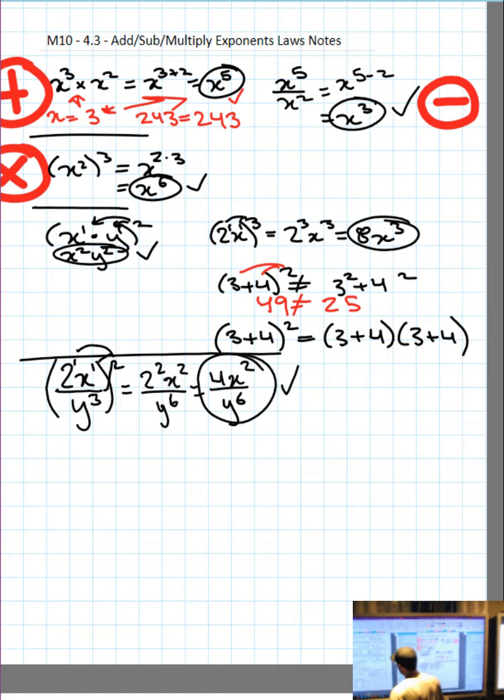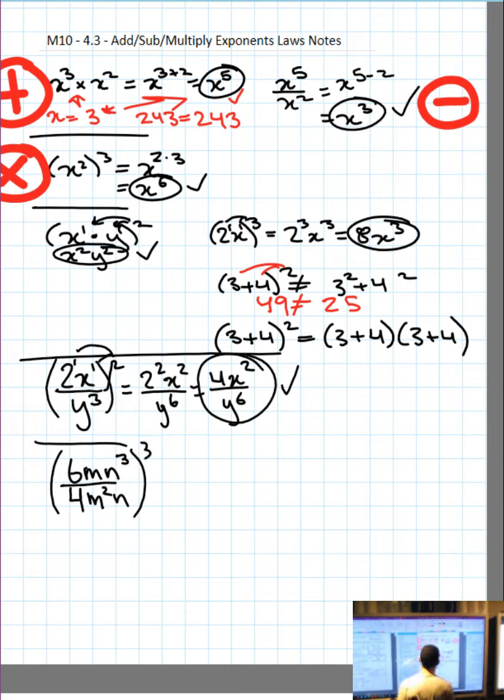Okay, at the bottom of the page, let's do 2 questions side by side. So, open bracket, I'm going to say an over first. So open bracket, 6m n cubed over 4m squared n, all cubed. Now I'm going to rewrite that question off to the right. 6m n cubed over 4m squared n, all cubed.